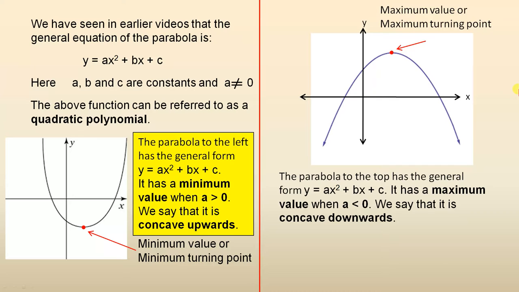The parabola to the top has the general form y equals ax squared plus bx plus c. It has a maximum value when a is less than 0. We say that it is concave downwards. And here is the maximum value, or maximum turning point.